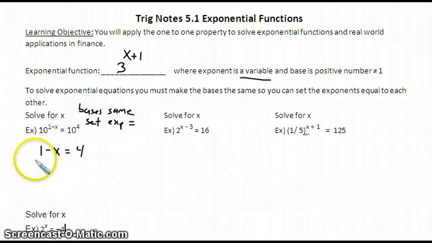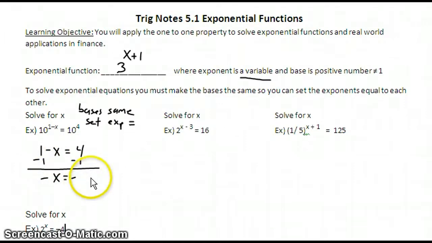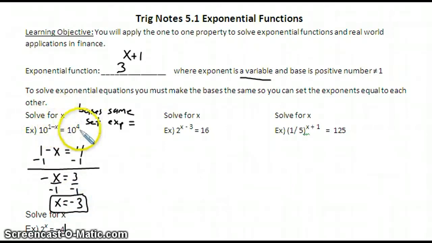So in this case, to solve it, I would have to move over the 1. I get negative x equals 3, sorry, positive 3 on the right. And then I have to get rid of the negative in front by dividing by negative 1. So I would get x equals negative 3. Plug that back in and check it. 1 minus negative 3 is 4, and that's what I wanted the exponent to be.